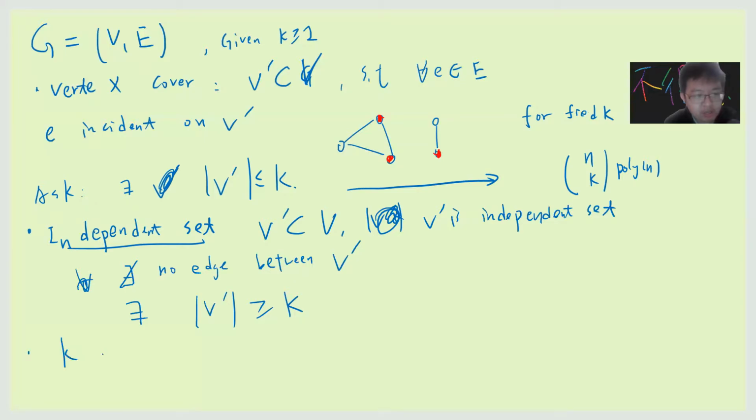And the final one is called k-clique. For example, this is a 3-clique, this is a 4-clique.